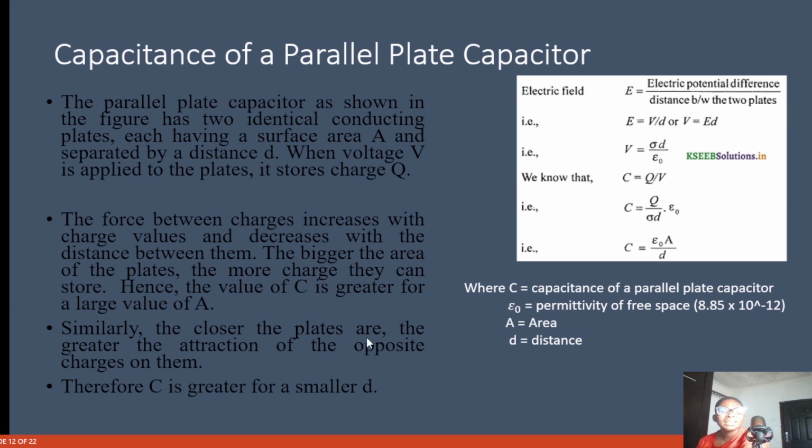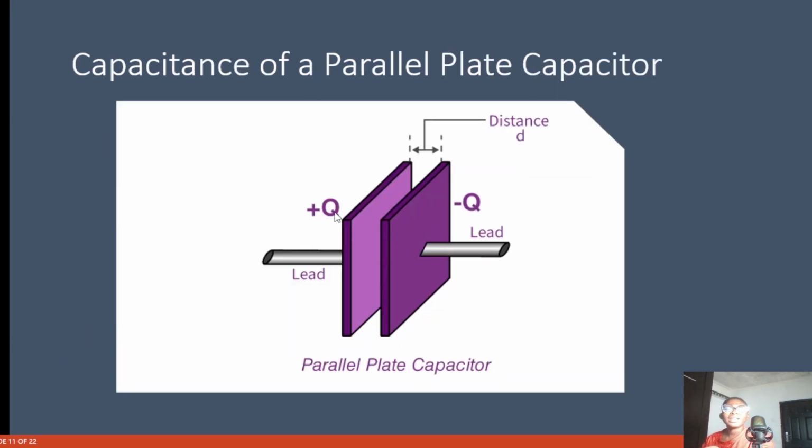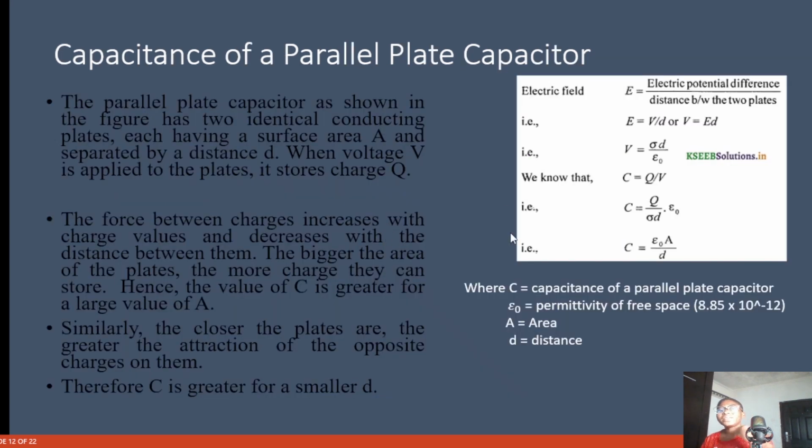Similarly, the closer the plates are, the greater the attraction of the opposite charges on them. So therefore, C is greater for a smaller d. So what is this saying? It's telling us that the capacitance of a capacitor is inversely proportional to the distance. So the smaller the distance between these plates, the more the ability of the capacitor to store charges. That is what it's trying to say. And the area, it is directly proportional to the area, directly proportional.